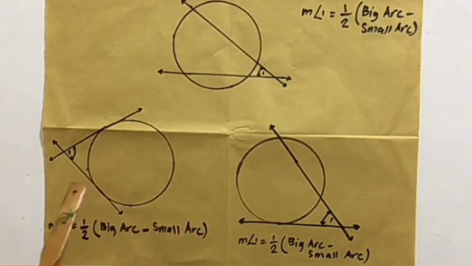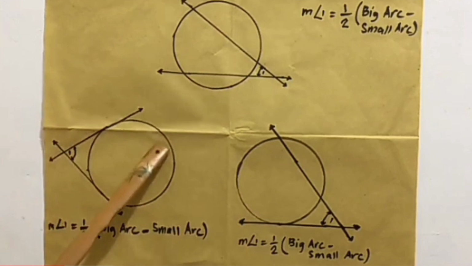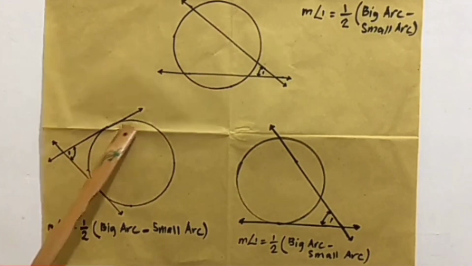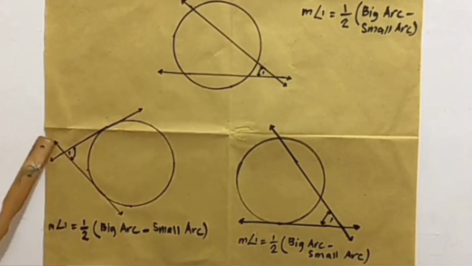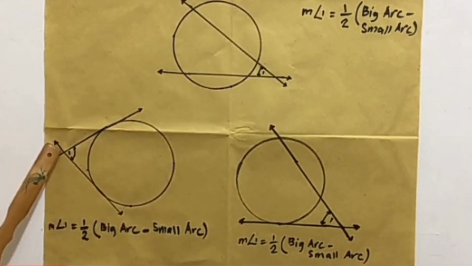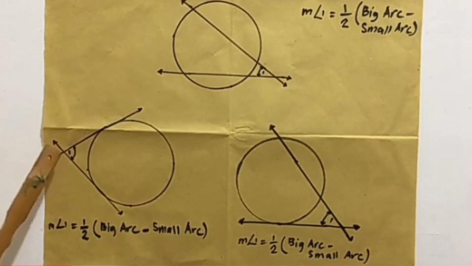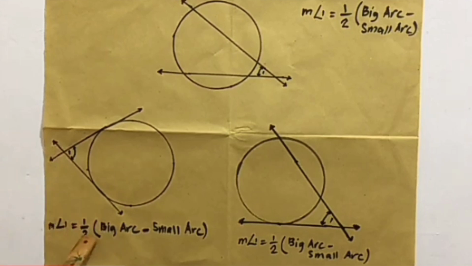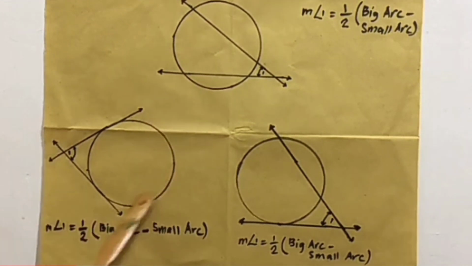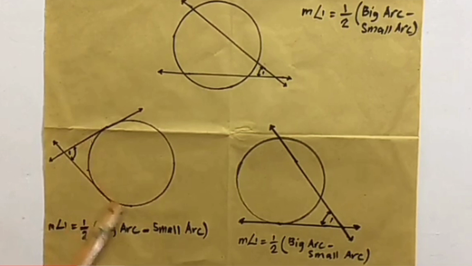Another example, we have here the circle and a tangent and another tangent intersecting outside of the circle and forming an angle. This one is angle 1. And how to find this angle 1? We also have measure of angle 1 equals 1/2 the big arc minus the small arc. So the result will be the measure of angle 1.